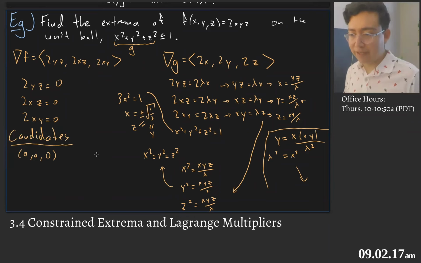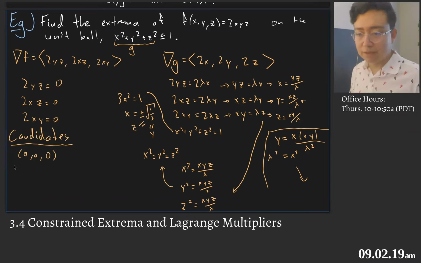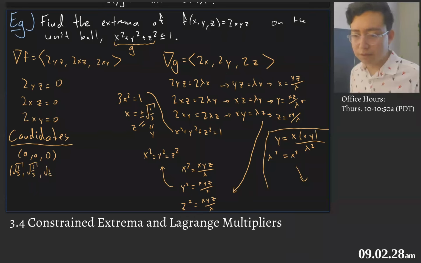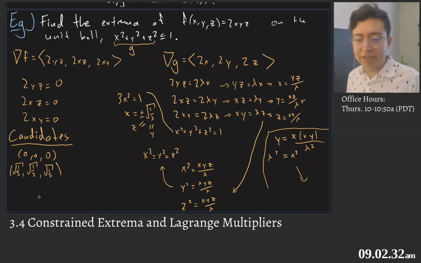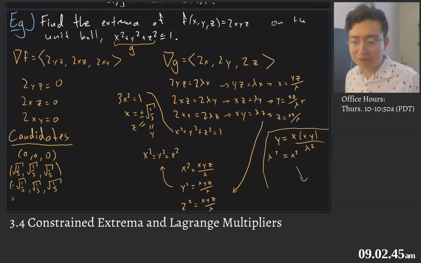So there's a bunch of candidates here. We get the square root of 1/3, square root of 1/3, square root of 1/3. Then we can make any combination of these negative. So we could say negative square root of 1/3, and then the rest are still positive. How many of these will we have? Can anyone count that in their head?